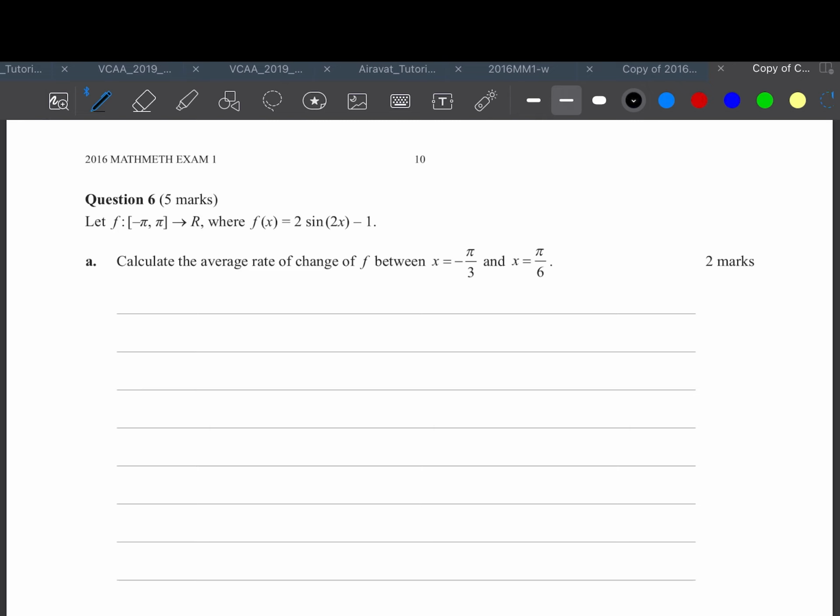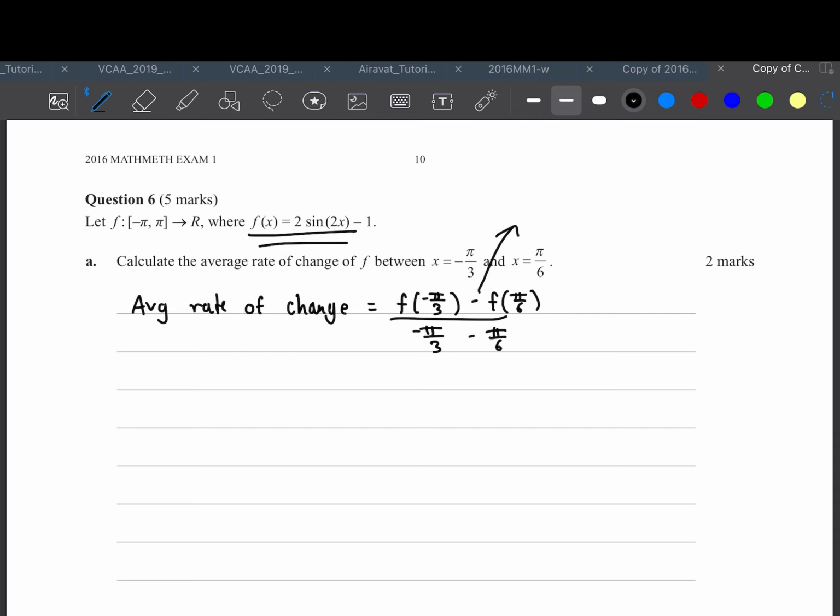So we are given this trigonometric function here, and what we have to do is to calculate the average rate of change between these two points. So average rate of change has a formula. Average rate of change equals f of negative pi on 3 minus f of pi on 6, divided by negative pi on 3 minus pi on 6. It's just like basically calculating the gradient. So what is the formula for gradient? It's just going to be y2 minus y1 over x2 minus x1. Yeah, same thing. It's the exact same formula.